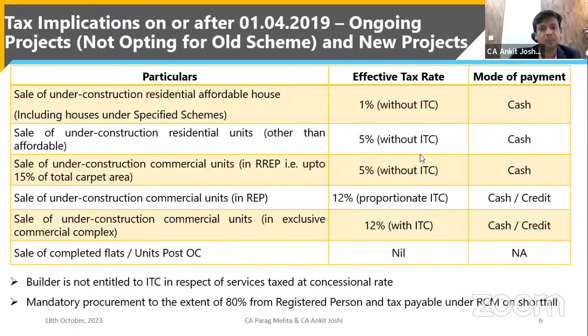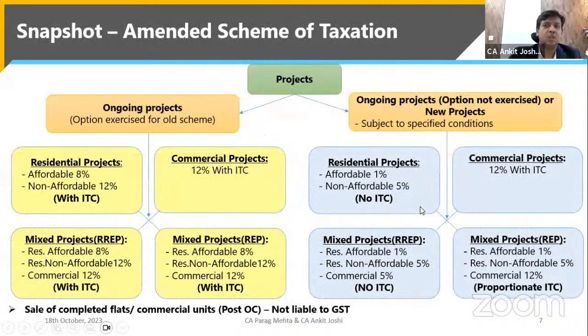So this is just a synopsis of what we have created here. Let's say, in short, if the developer has opted for the ongoing project and he has opted for the old scheme, if it is a residential property and he is going for affordable, then 8%, non-affordable 12%, and ITC is available. If he has projects, either RREP or REP, affordable 8%, non-affordable 12%, commercial 12%. Again, ITC is available. If it is entirely commercial, still ITC is available at the GST rate of 12%.